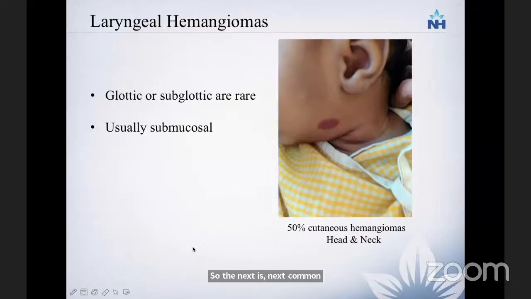The next common cause is laryngeal hemangiomas. Laryngeal hemangiomas are also very rare in the glottic and subglottic area, but cases are there. Usually it is submucosal, but in 50% of the cases, there will be a cutaneous hemangioma in the head and neck region. So, if a child with stridor presents to our clinic, and we see there is a hemangioma over the face or neck area, we should suspect laryngeal hemangiomas.